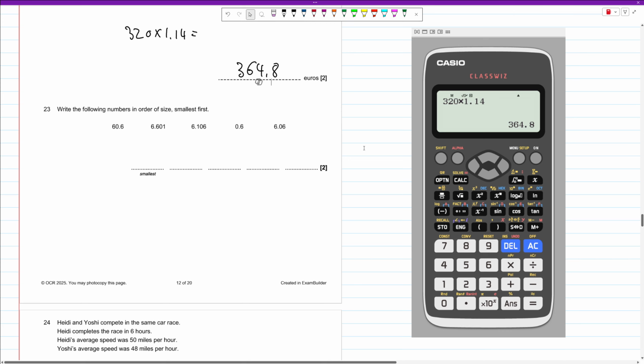Ordering numbers from smallest to biggest. Do you know what? I like doing these as I usually just number them or cross them off as I go along, just to make my life a little bit easier when I used to do ones like this.